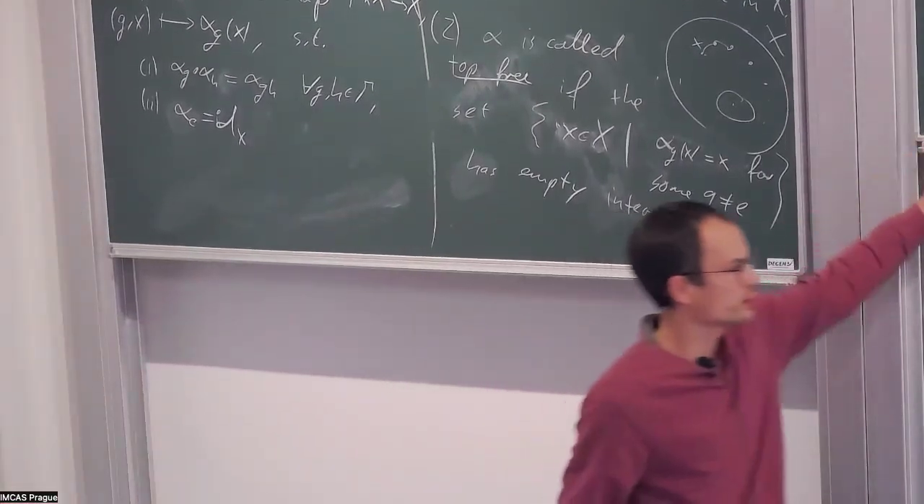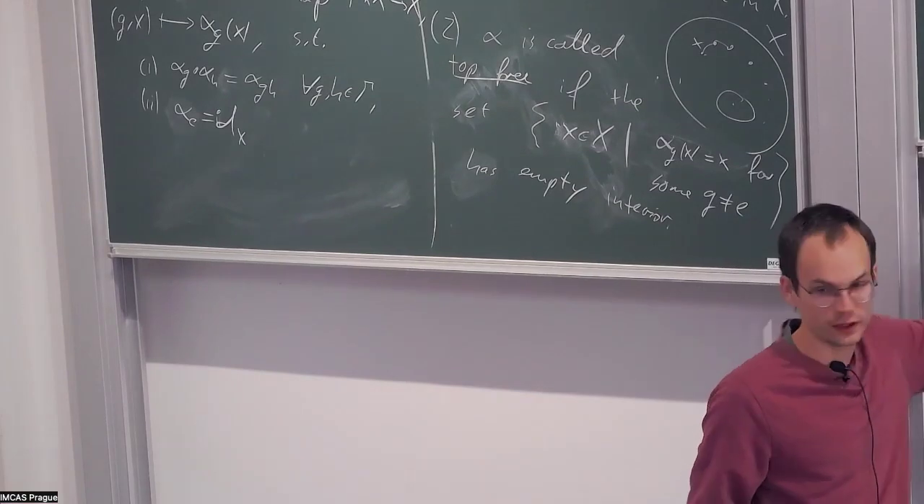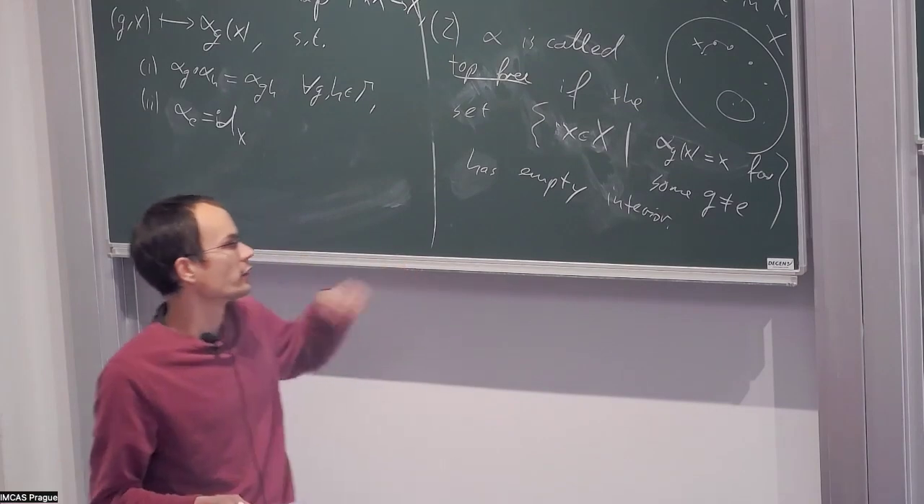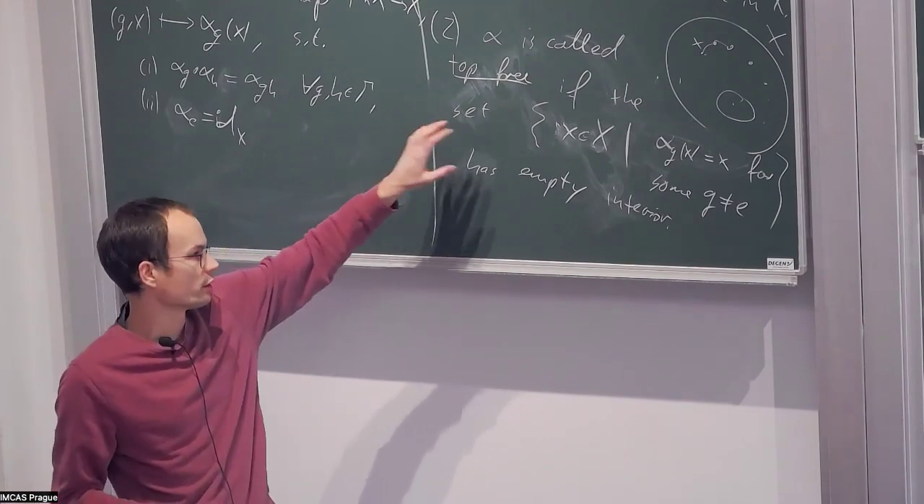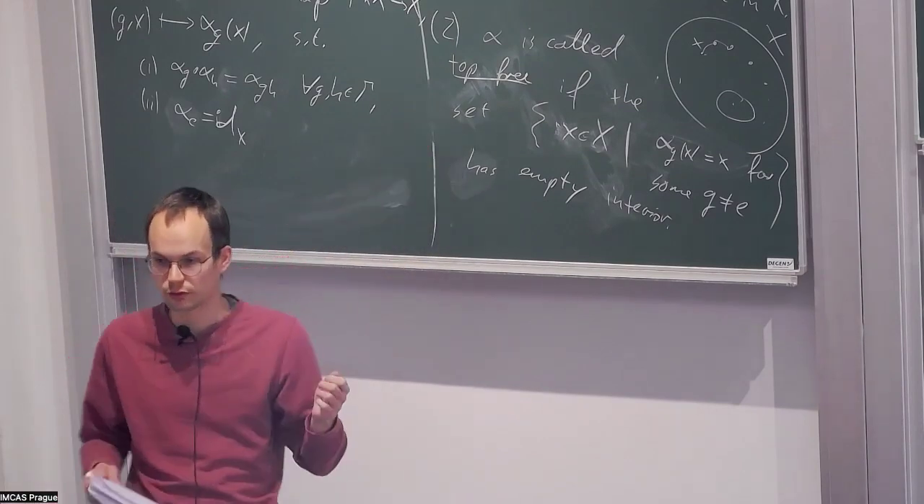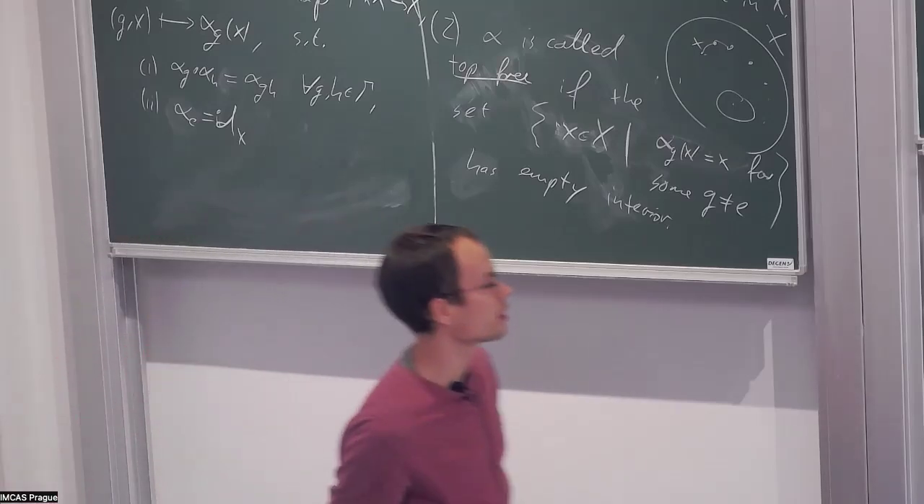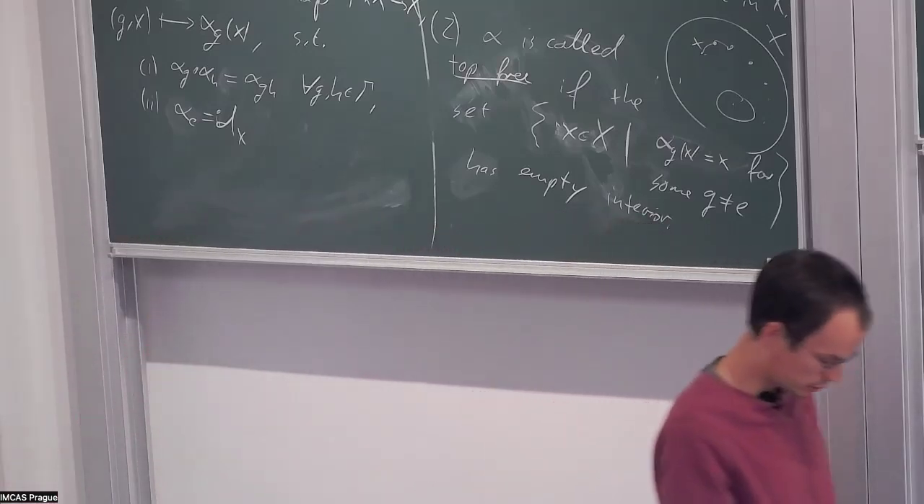Okay, so that's topologically free. Basically, you don't want any fixed points. You don't want points where you can return to using the action. And okay, maybe for some topological applications to have no fixed points at all is too strong, but we ask that the fixed points have empty interior. Okay.